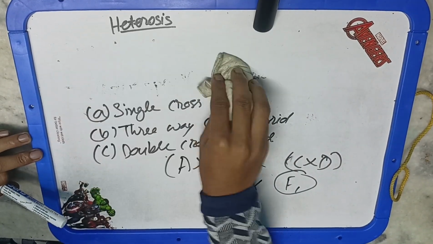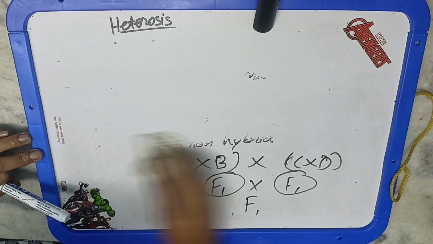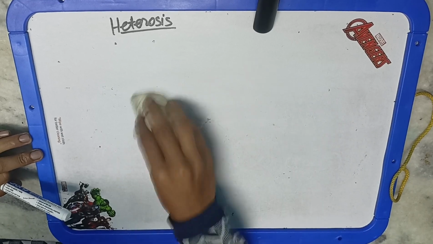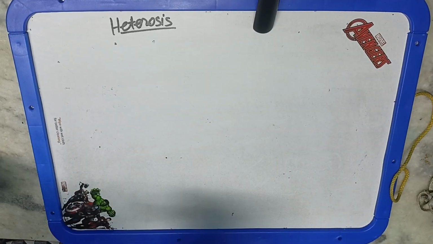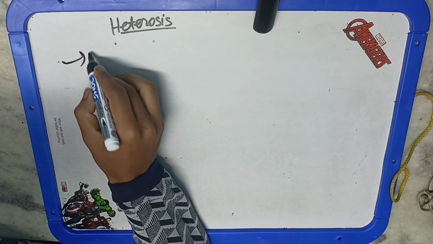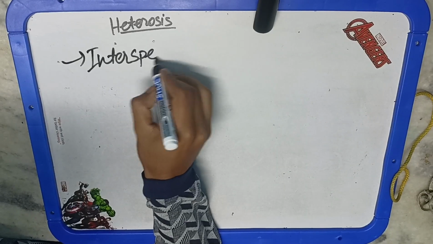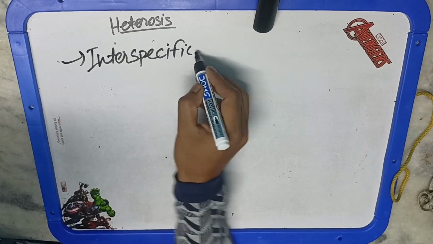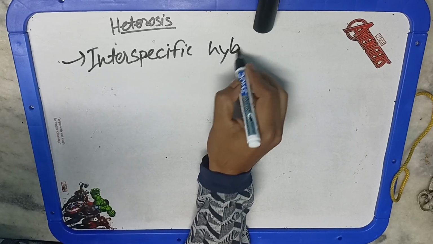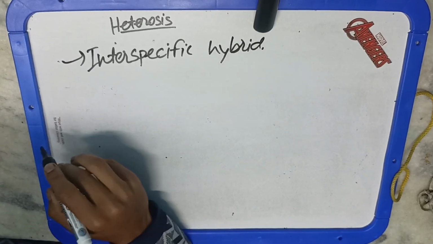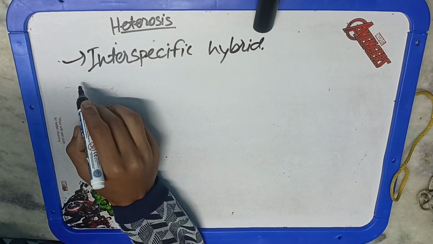Then there is the interspecific cross hybrid. Interspecific means when we are making crosses between two different species. For example, Gossypium hirsutum and Gossypium barbadense. You can see the Gossypium genus is the same, and hirsutum and barbadense species are different. So this is the interspecific hybrid.